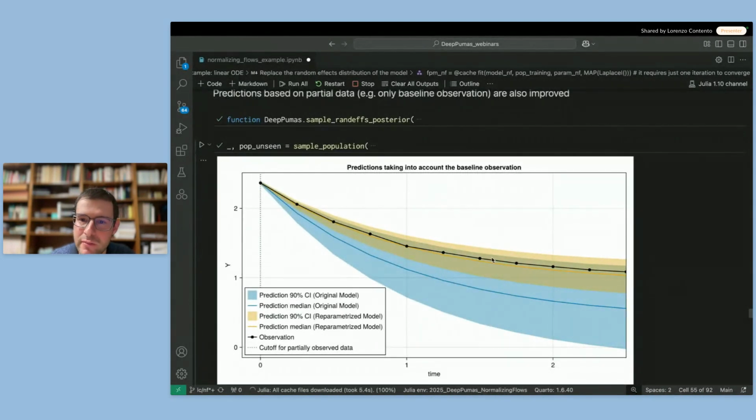In black is the actual trajectory for a new subject that was not present in the training set. And we assume that we only observe the baseline observation, so only the initial value. So in a way, we only observe eta2, one random effect. And we see that the original misspecified model in blue gives a biased prediction, given by the median here, and a large uncertainty around it. While if you look at the prediction given by the normalizing flow model, we see that the median is very near to the actual observations, and the uncertainty is much smaller.